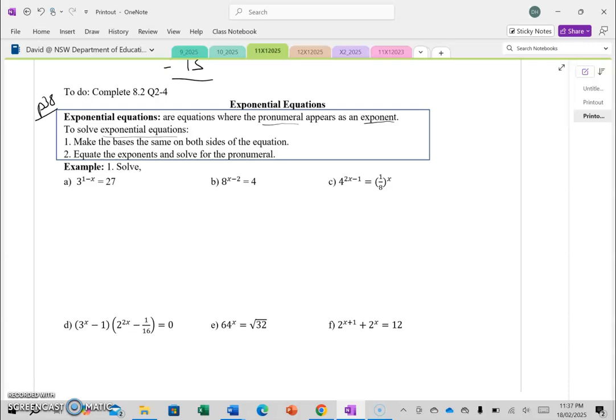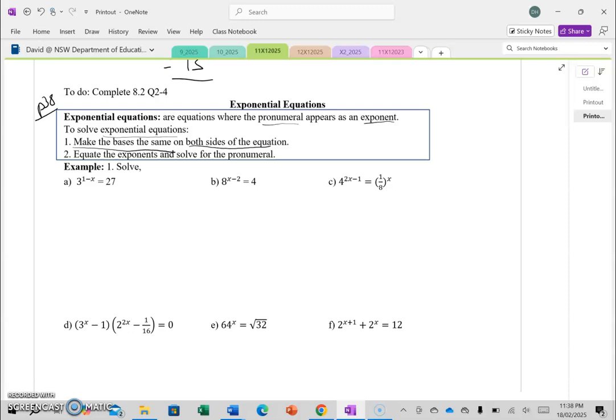To solve exponential equations, there's two methods. We're only going to have a look at the first method here, and that involves making the bases the same on both sides of the equation, and then you equate the exponents. The second method, which you'll learn later on in the course, uses something called logarithms.